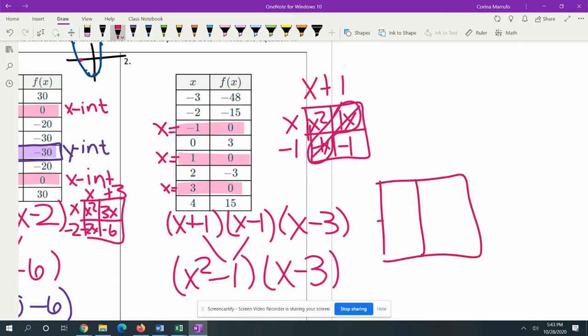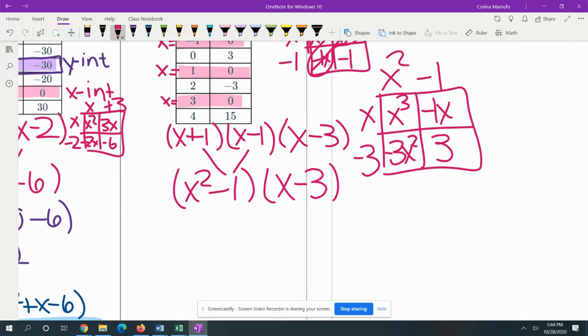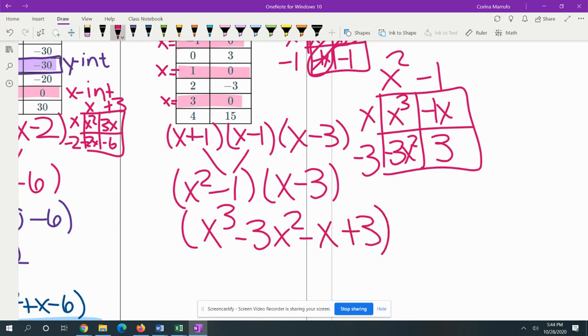Again, off to the side, I'm going to multiply that in a box method. x squared times x is x to the third power. x squared times negative 3 gives us negative 3x squared. Negative 1 times x is negative 1x. And negative 1 times negative 3 gives us a positive 3. When I write this down, it gives me x cubed minus 3x squared minus x plus 3. None of these we can combine because they're all different; none of them are like terms.